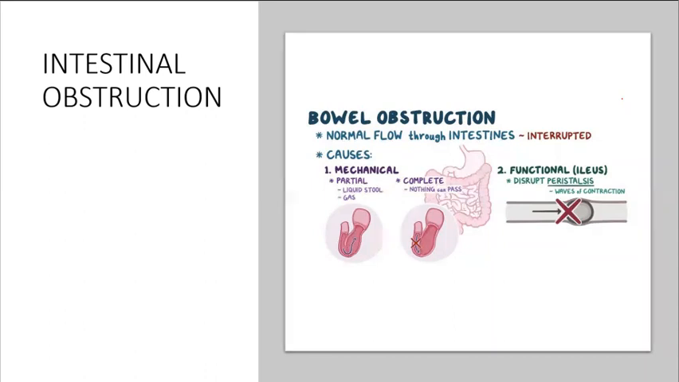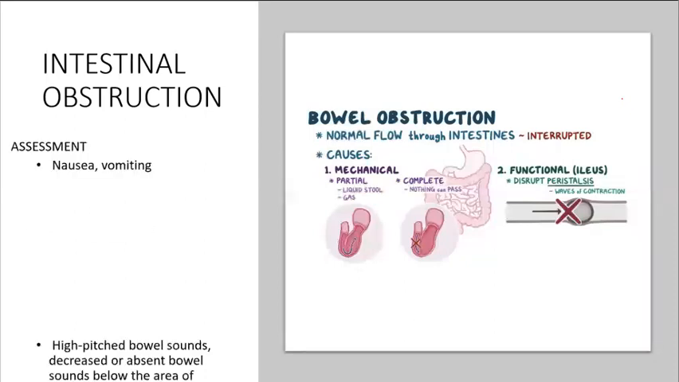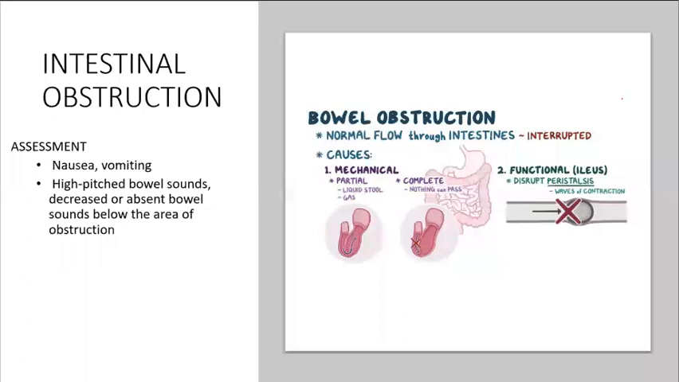So what do we assess? What do we see in this patient? How will this patient present? They can present with nausea and vomiting. They will have high-pitched sounds, and then decreased or absent bowel sounds below the area of obstruction. So if we have the obstruction somewhere around here, if you listen to bowel sounds above the area of the obstruction, there will be high-pitched bowel sounds, whereas below the area of obstruction, the bowel sounds will be decreased or totally absent.